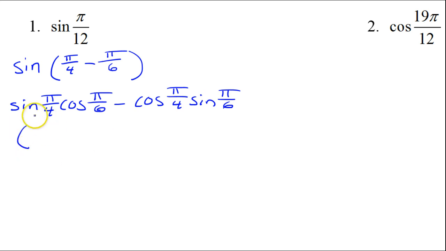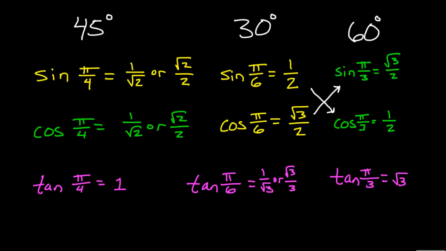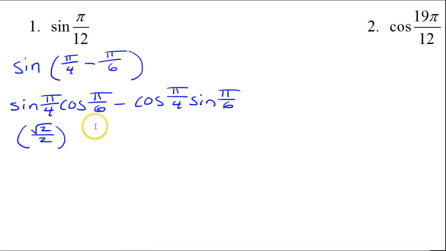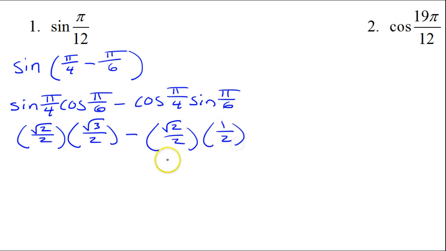We have memorized that the sine of pi over 4 is radical 2 over 2. I'm just pulling values off my chart here. Sine of pi over 4, for example, is 1 over radical 2, aka radical 2 over 2. And similarly, we know that the cosine of pi over 6 is radical 3 over 2. Cosine of pi over 4 is radical 2 over 2. Sine of pi over 6 is 1/2. These are all memorized facts right off the chart.